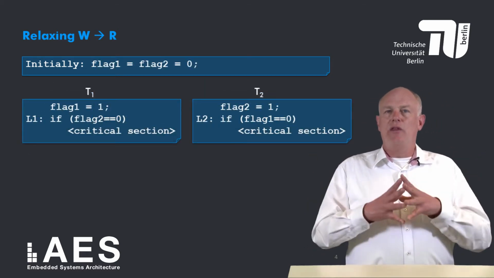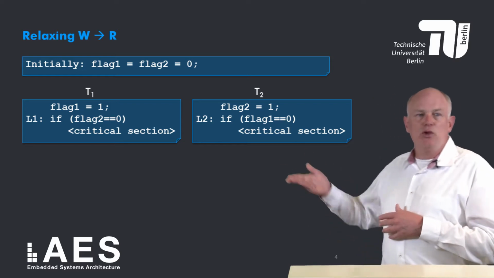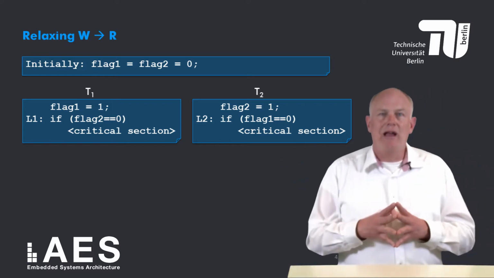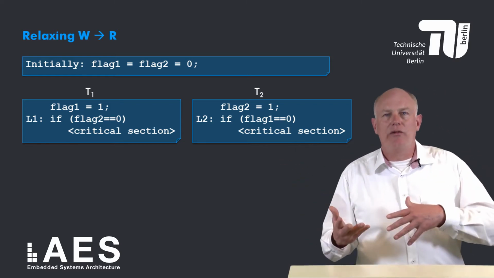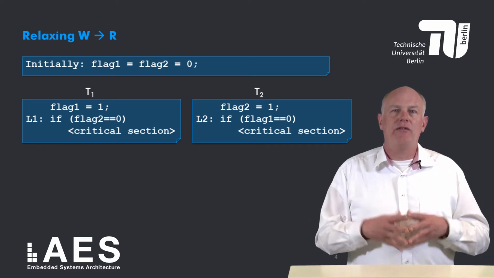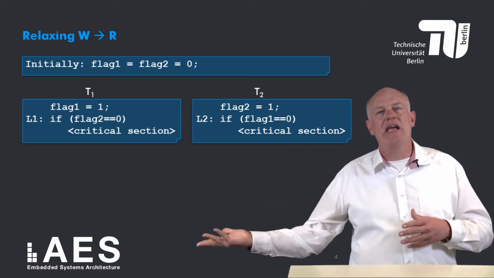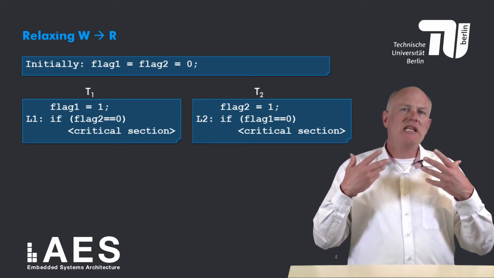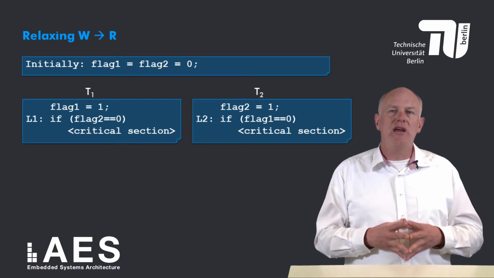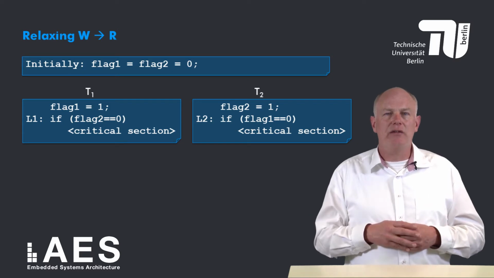The other example that we have also seen before, mutual exclusion using warning flags. Initially both warning flags are set to 0 and then both threads set their warning flags and then check each other's warning flag. Will it still be impossible for both if statements to evaluate to true? Again, you're given 5 seconds.